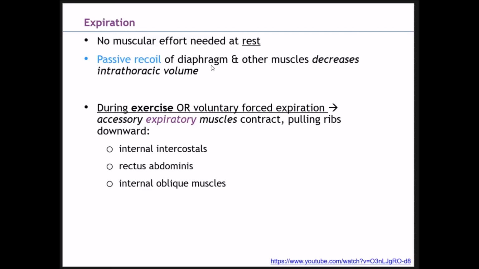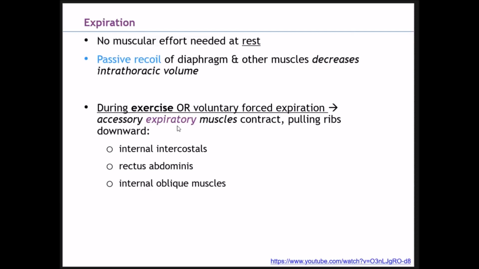But during exercise or forced voluntary expiration, so think about inhaling and then forcefully pushing all your air out, or during exercise, you notice that you're going to feel some tension in your abdominal region. So we have accessory expiratory muscles now contracting and pulling the ribs downward. So let's discuss each one of those.